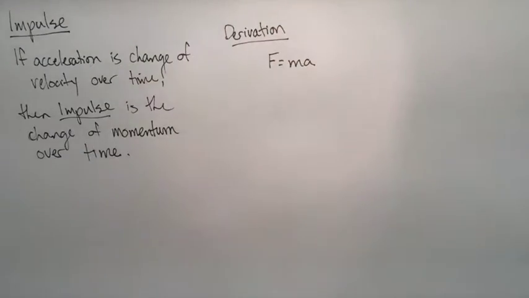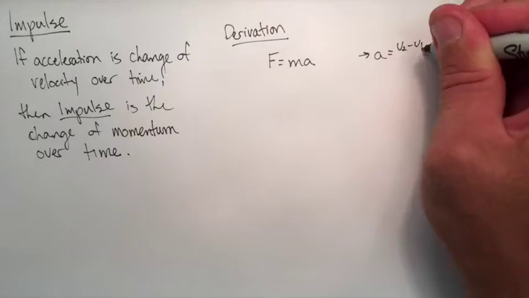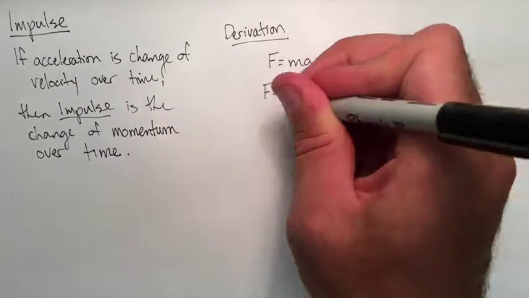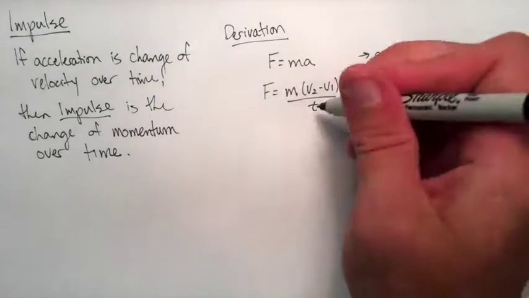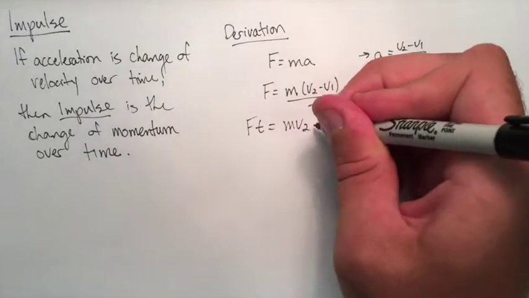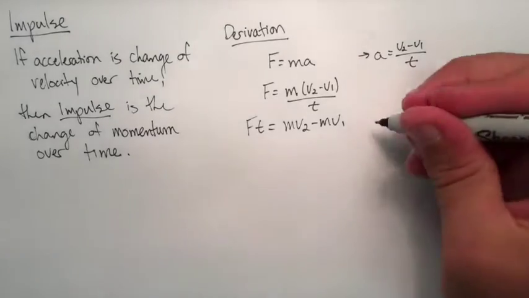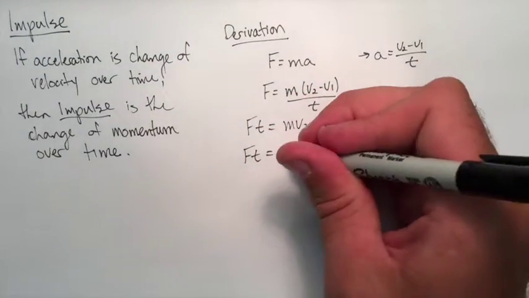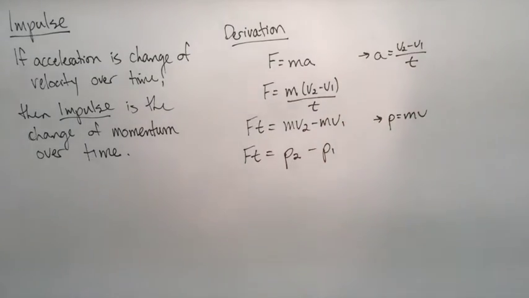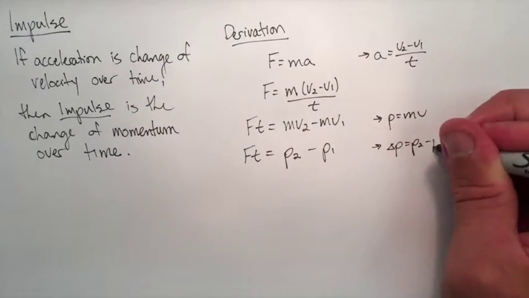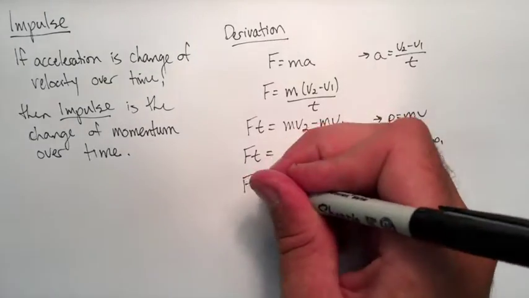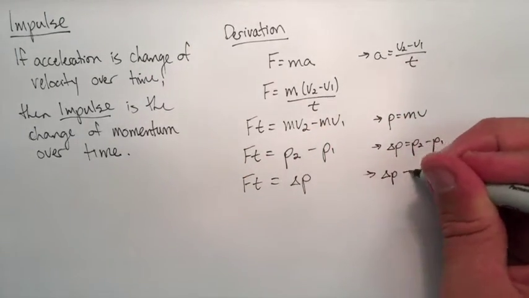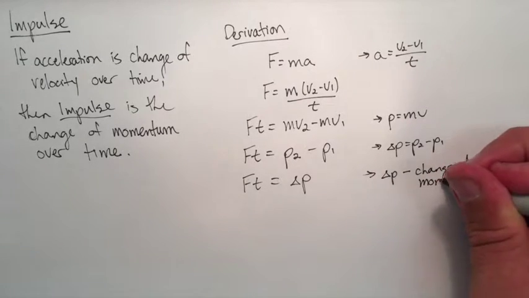To derive a formula for impulse, we're going to start with Newton's second law, F equals ma, where we know acceleration is a change in velocity over time. So we can sub that in. Let's expand the top and move that time factor over to the force. We know that P equals mv, so we're going to get P2 subtract P1, which basically is just the change in momentum now on the right side. So Ft equals delta P, and that's what our goal was to find, the change in momentum.